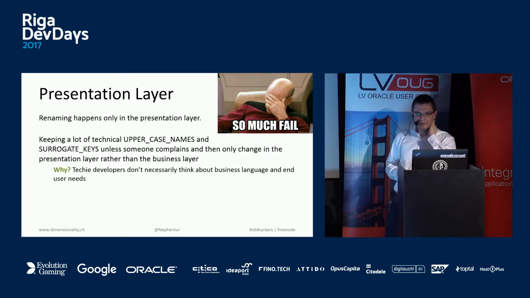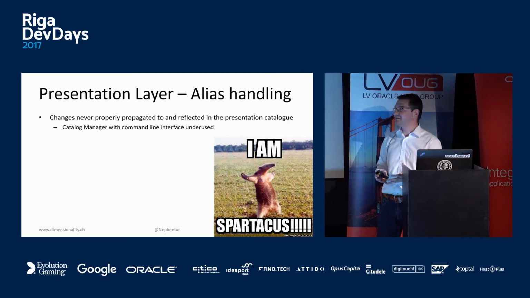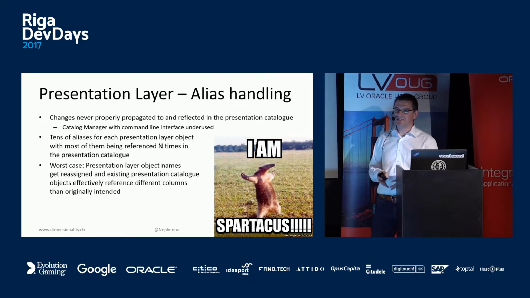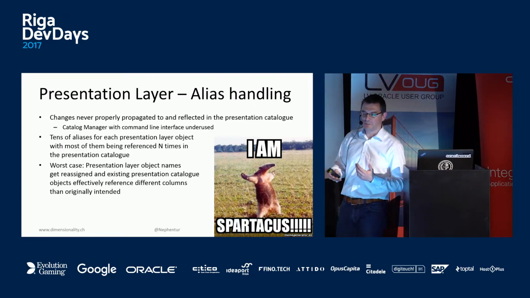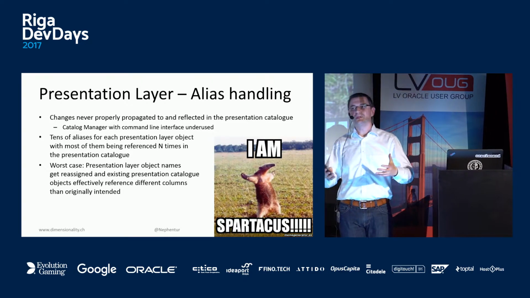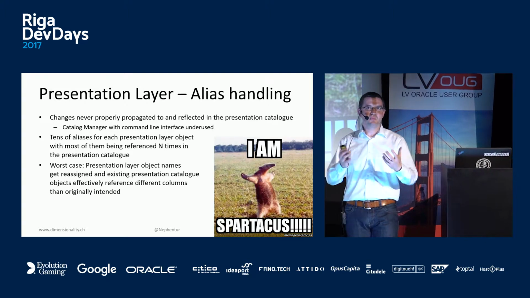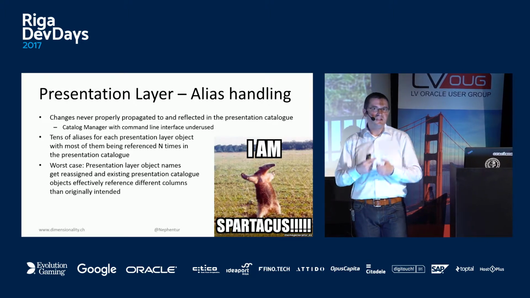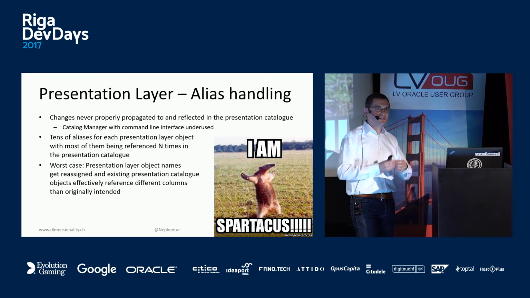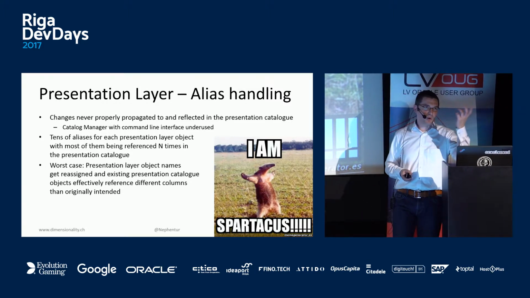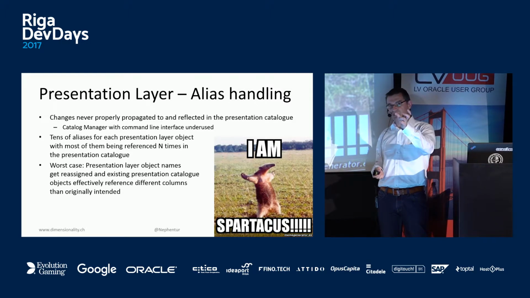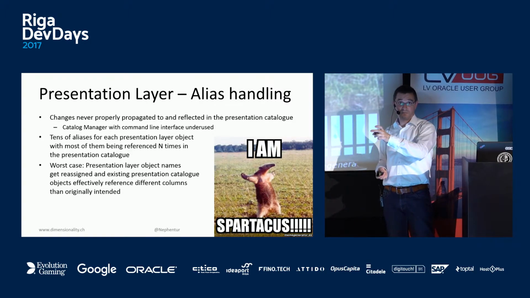A nice little one is alias handling in the front-end layer. As I said, we have a decoupling of whatever tool accesses the metadata layer from the metadata layer itself. The only link between the two is the fully qualified name of an object. Normally that's topic dot logical table dot logical column.